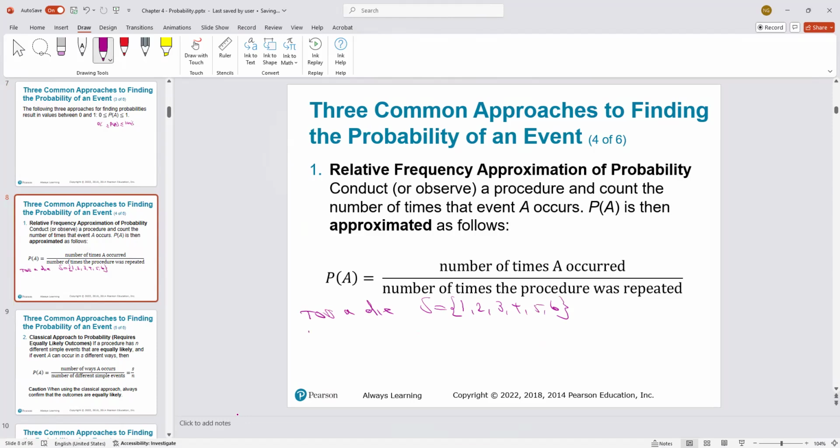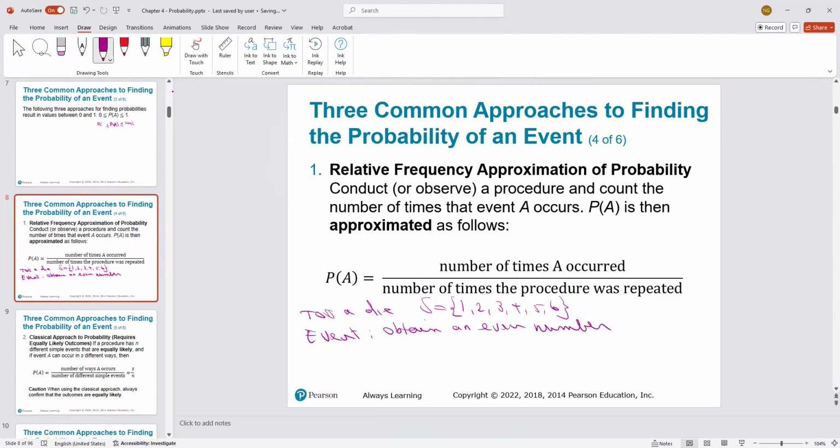We said event A, for example, obtain a prime number. I'm going to change it. Obtain an even number. Yeah, I write number very badly. Okay. Obtain an even number.